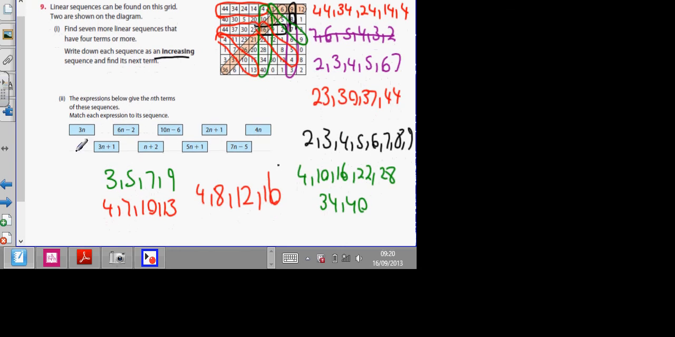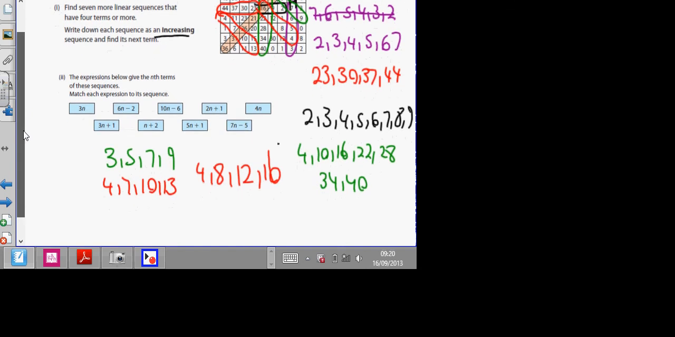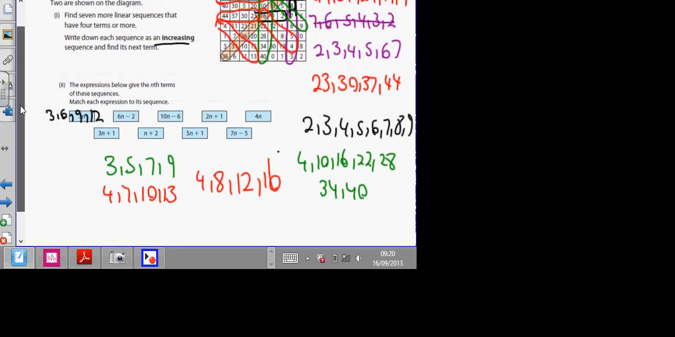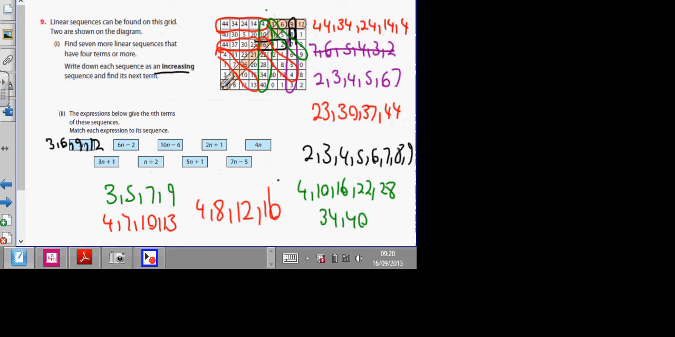Okay, so we have a couple of sequences written down and we can see how to do this. The first one here is going to be going up in threes, right? So it's going to be 3, 6, 9 and 12. Do we have a sequence that goes up 3, 6, 9 and 12? Let's have a look. Oh, there it is there. 3, 6, 9 and 12. So that's the first sequence.